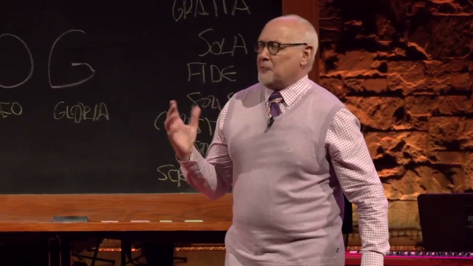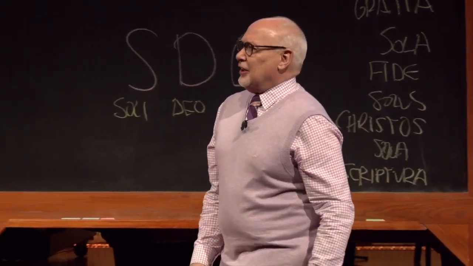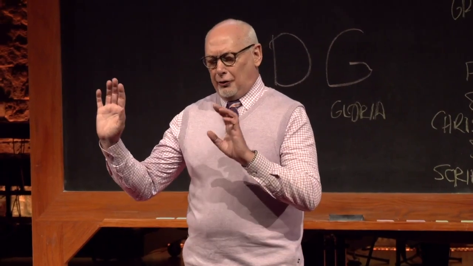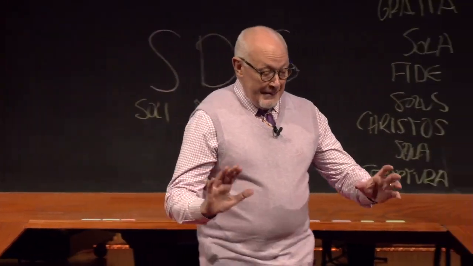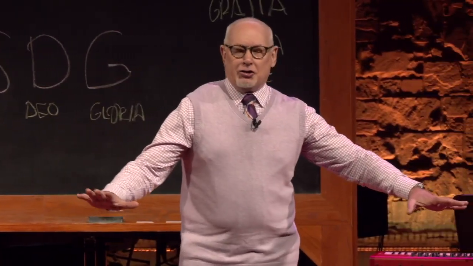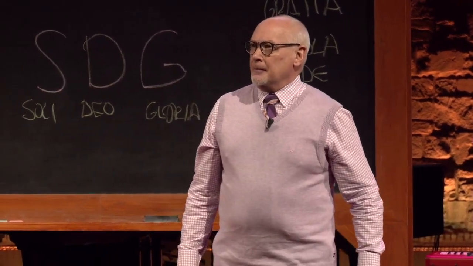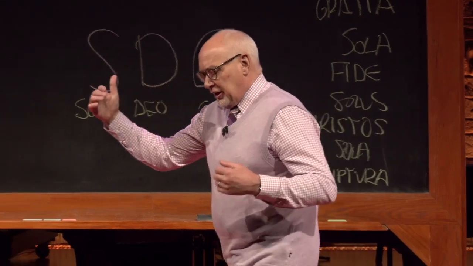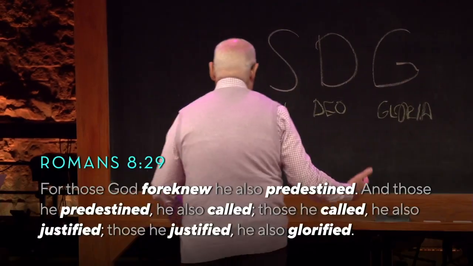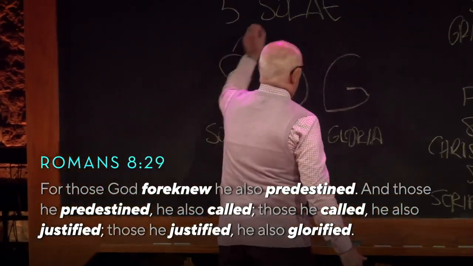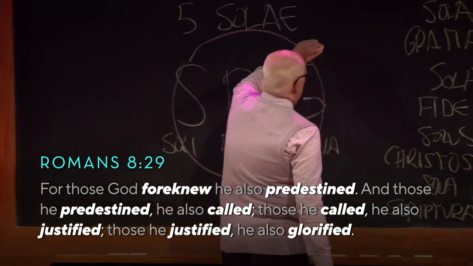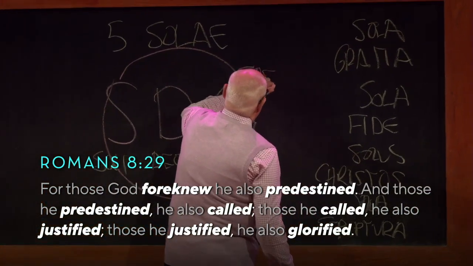But the rabbi Paul is mean. He is a theological nerd of the highest order, and he creates a theological charcuterie board in verse 30. Begins in verse 29, those God foreknew, and he gives us five words. And the first one is foreknew.